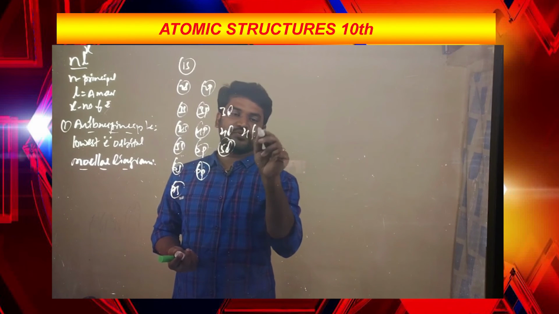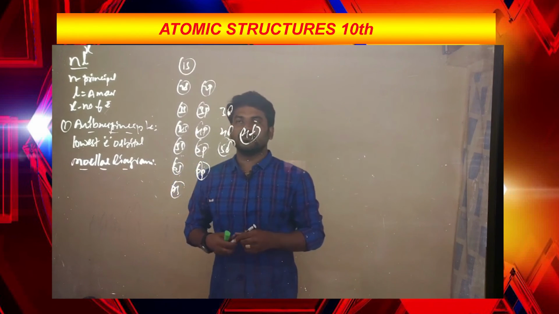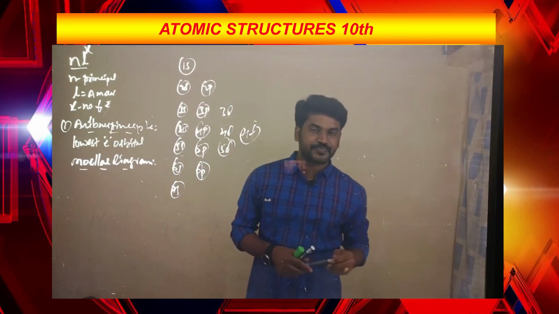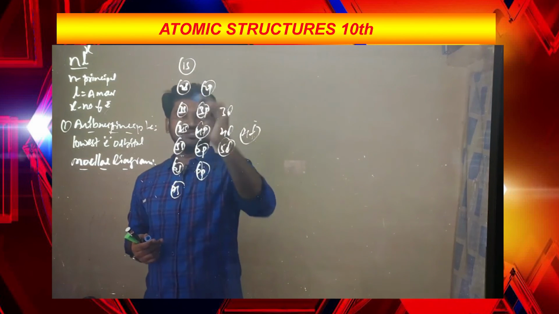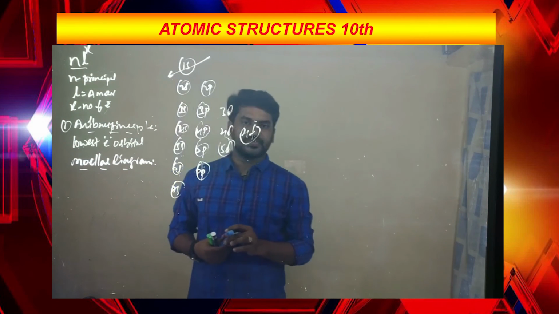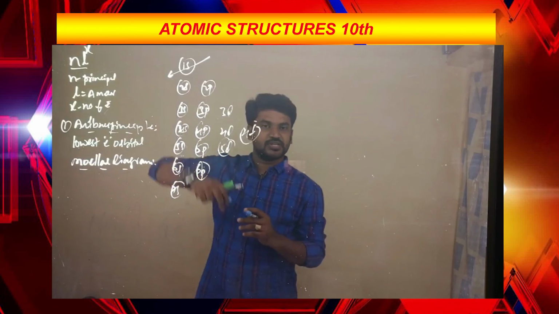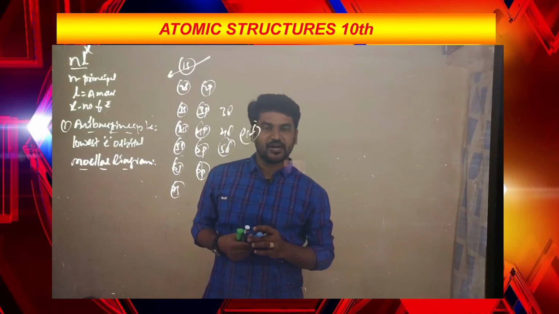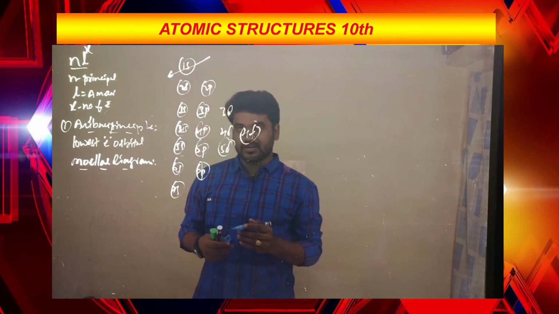Again here write 4f. Okay, and how to fill that? So let us say how to fill that. The first orbit is there, right? The electron is filling in the first one directly, and the arrow mark is showing the entry of the electron.